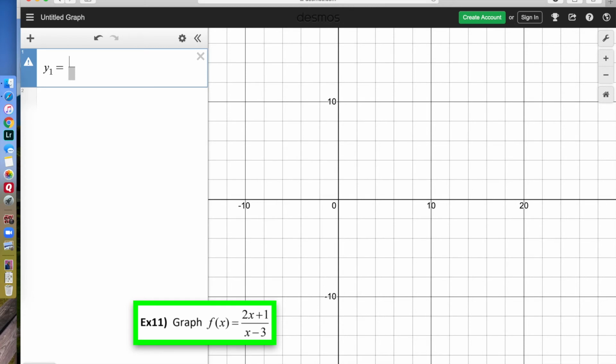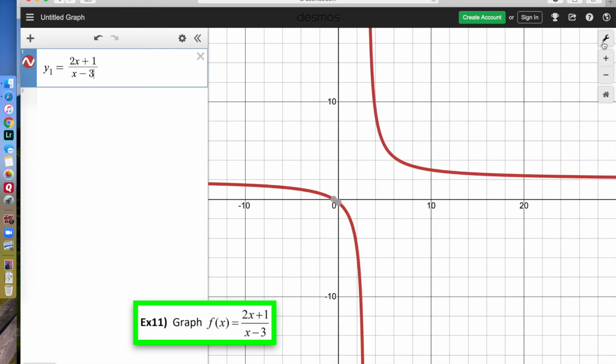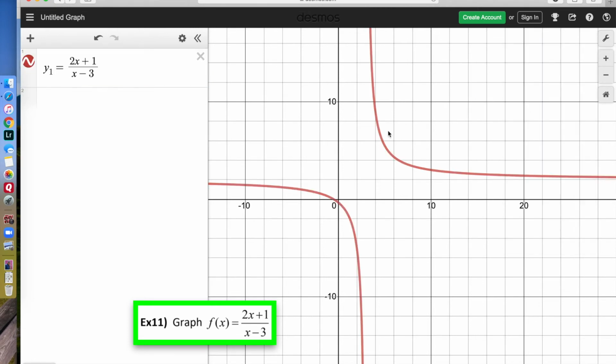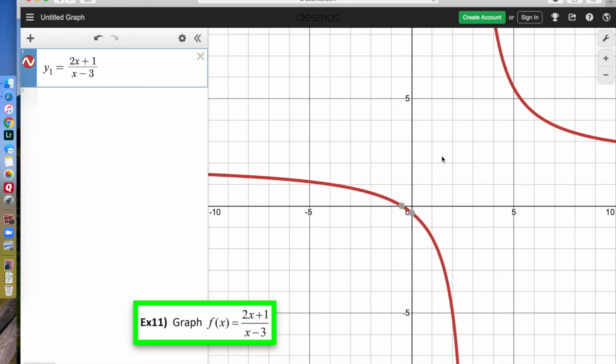And so the first example here, number 11, is 2x plus 1 over x minus 3. And I put my graph into projector mode. I think you saw me do that at the beginning of the video, just so that you can see it better. You don't need to do that, but I like to do that when I'm making videos for students. Also, I didn't click home because I had been doing some other graphing. So if you click home, actually your graph is going to end up looking more like this.